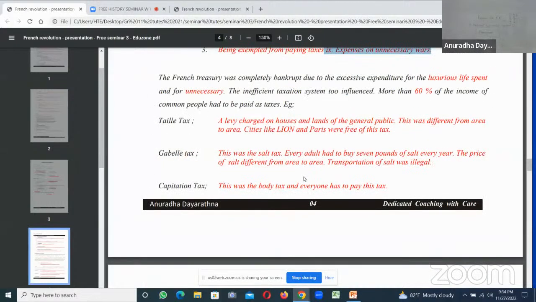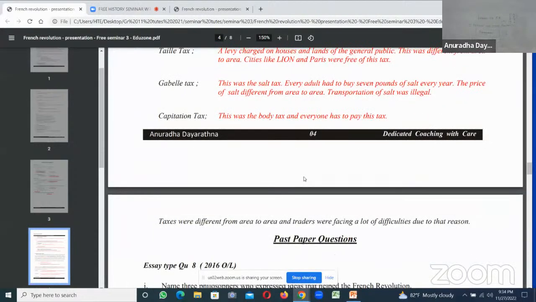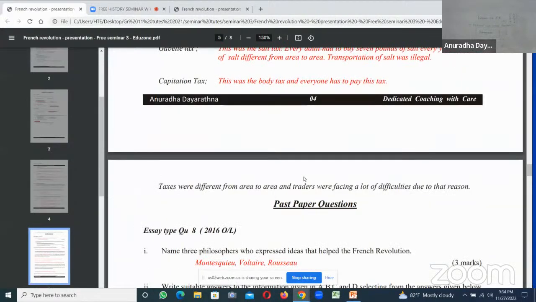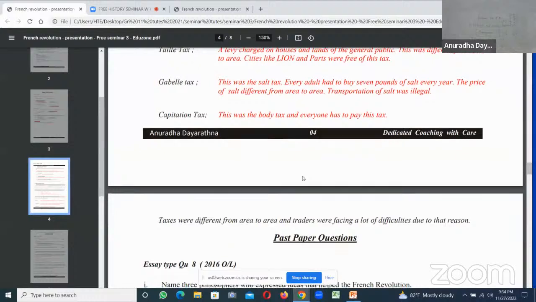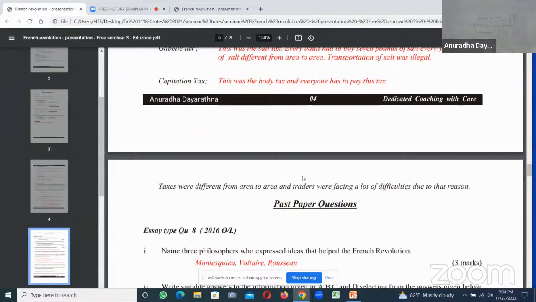Right. So these are once again past paper questions. So big questions. We'll see what the past paper big questions were. This is a 2016 question. Name 3 philosophers who expressed ideas that helped the French Revolution. So you know the answer: Montesquieu, Voltaire, and Rousseau. They were the 3 philosophers. They gave some ideas that supported the farmers and the laborers to struggle against the government.